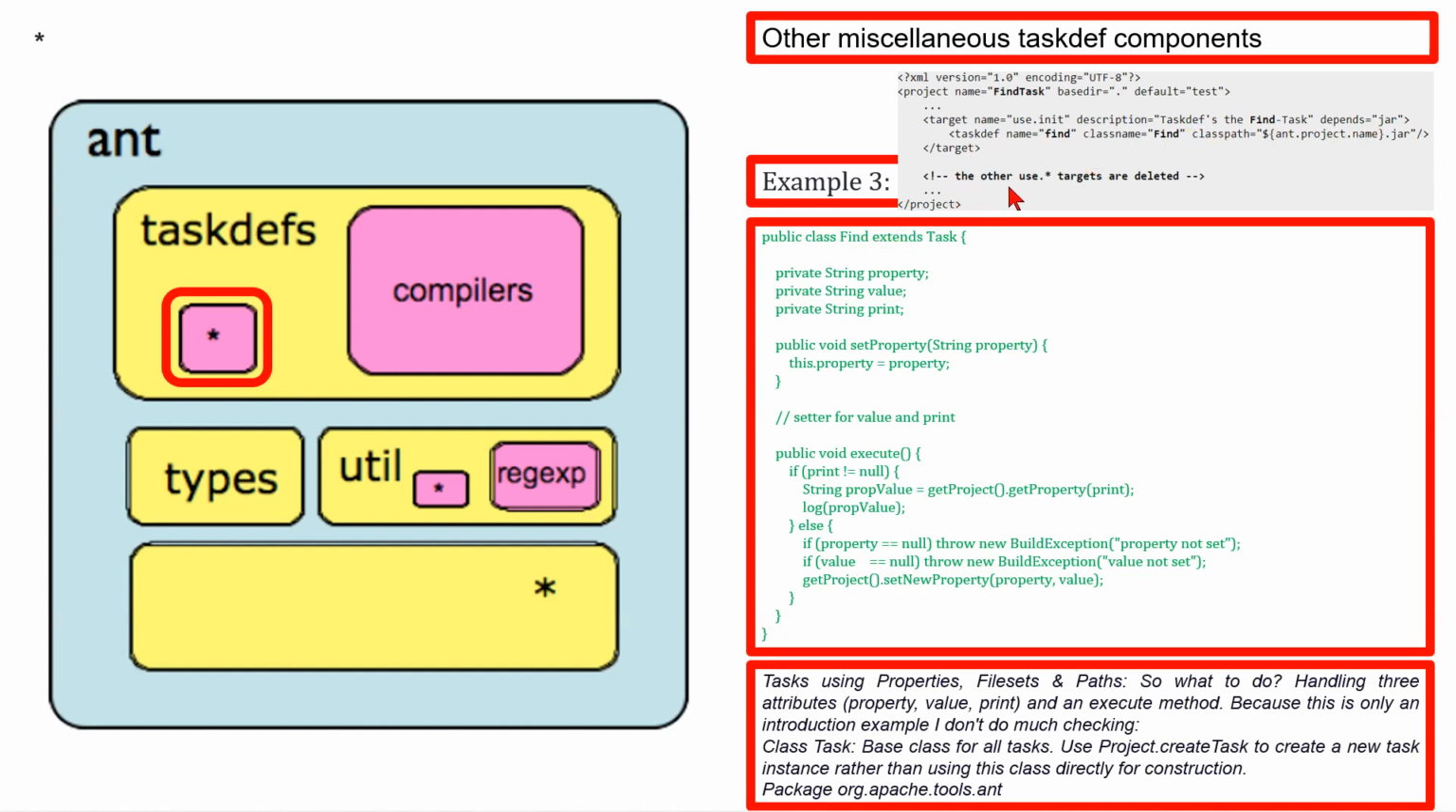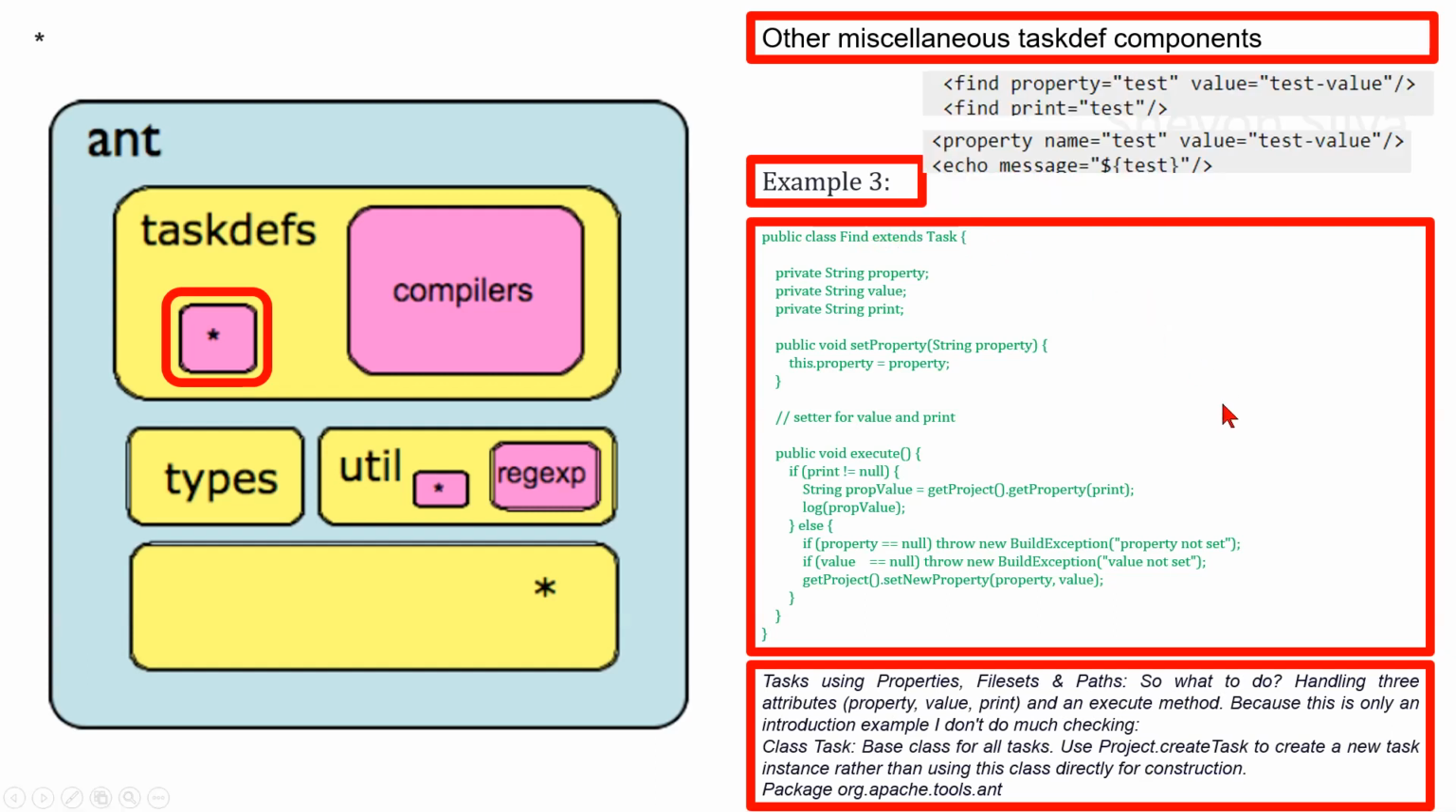The other use.* targets are deleted. Our first step is to set a property to a value and print the value of the property. So our scenario would be like this. Okay, it can be rewritten with core tasks.